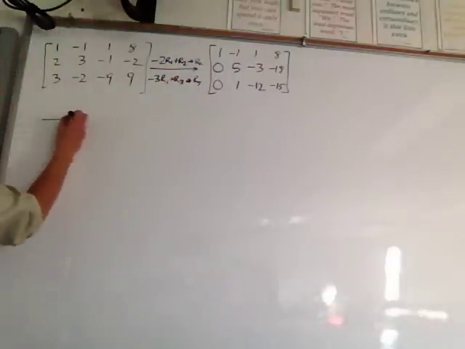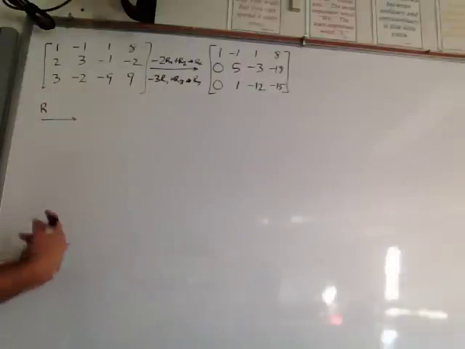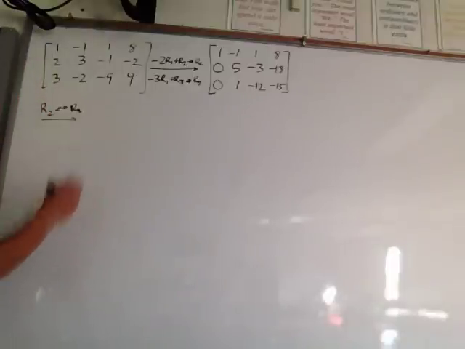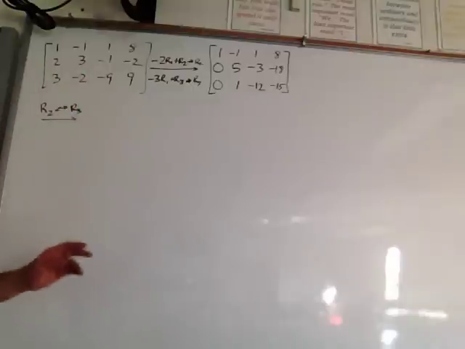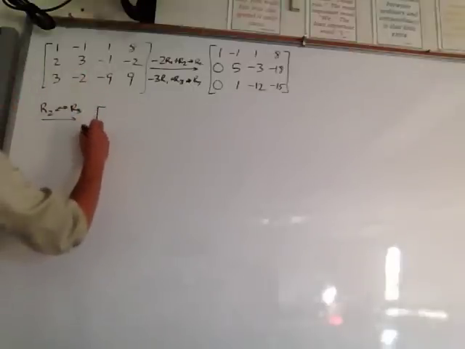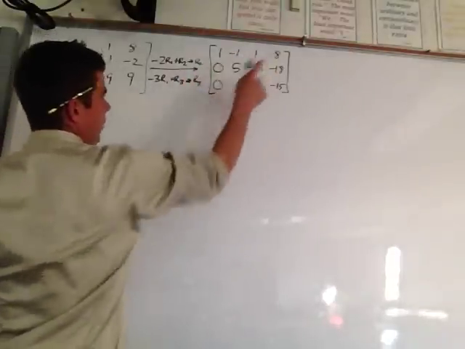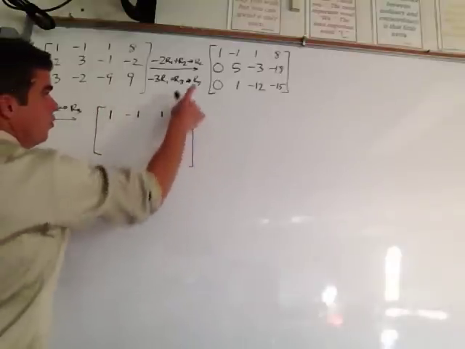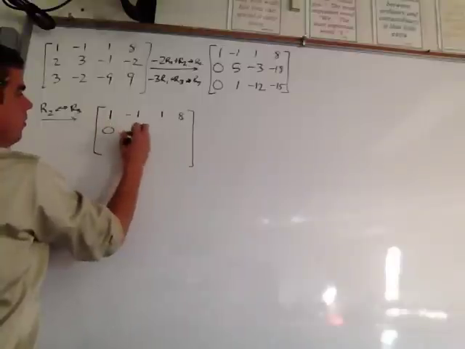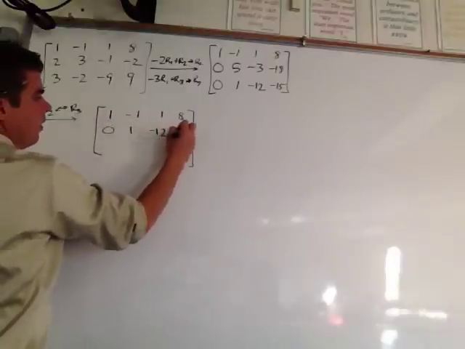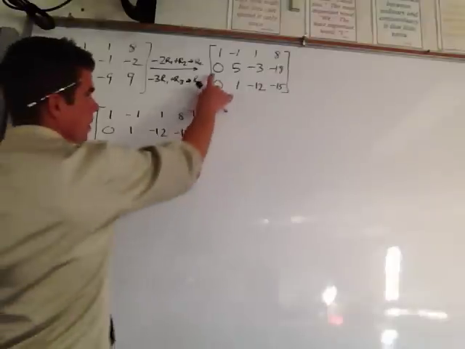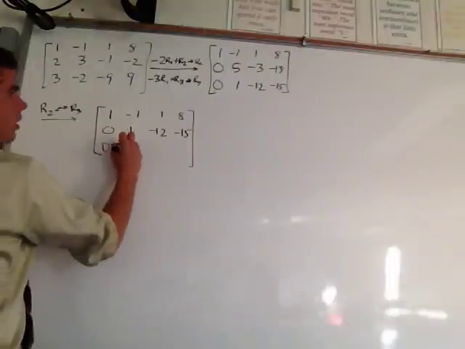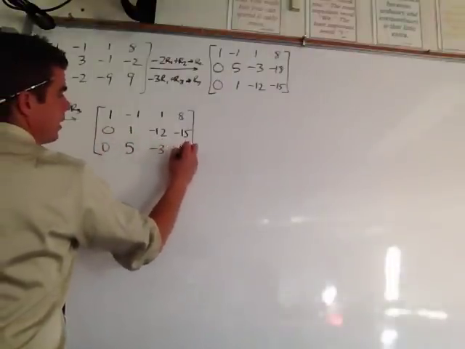And in my work, I still have to tell what I'm doing. So I'm going to switch row 2 with row 3. It's a row swap. Notice row 1 remains the same, so row 1 will still be 1, negative 1, 1, 8. The new row 2 will now be 0, 1, negative 12, and negative 15. And the new row 3, since these switch, will be 0, 5, negative 3, and negative 18.